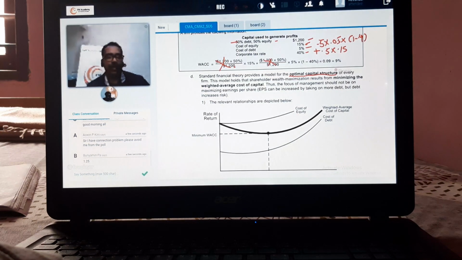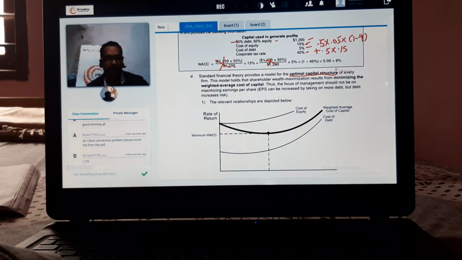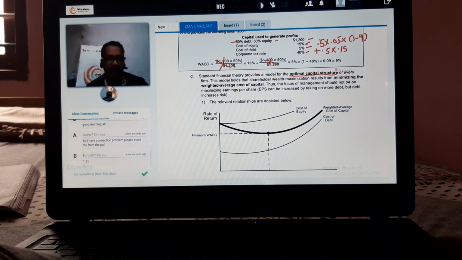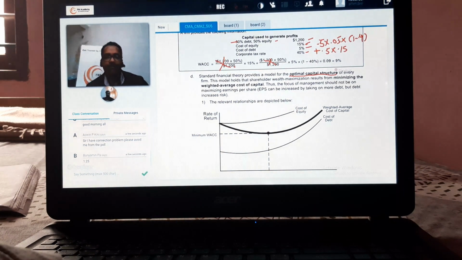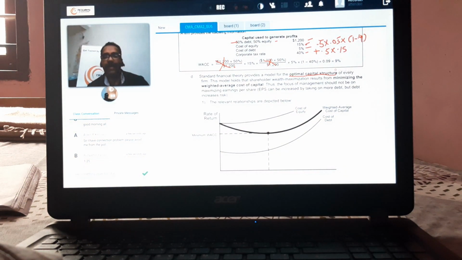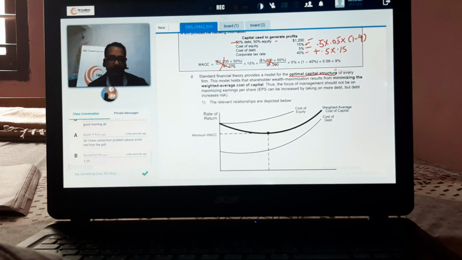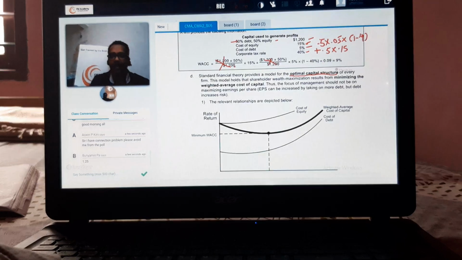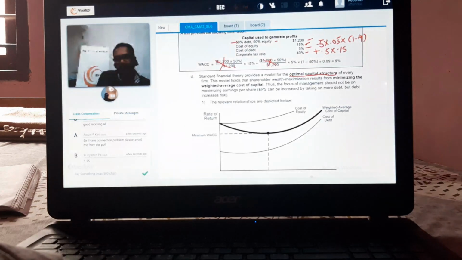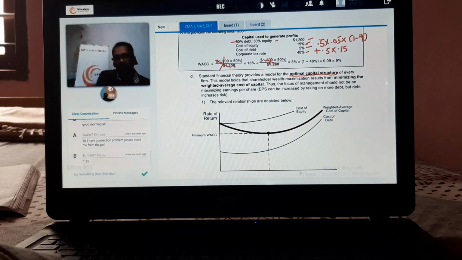Whether it should be 20/80, whether it should be 50/50, whether it is 60/40. What? This is what we have to understand. What is optimal capital structure? Now let's look at the diagram first. This is debt to equity. If you go on the right side, you are adding more debt. This is rate of return.